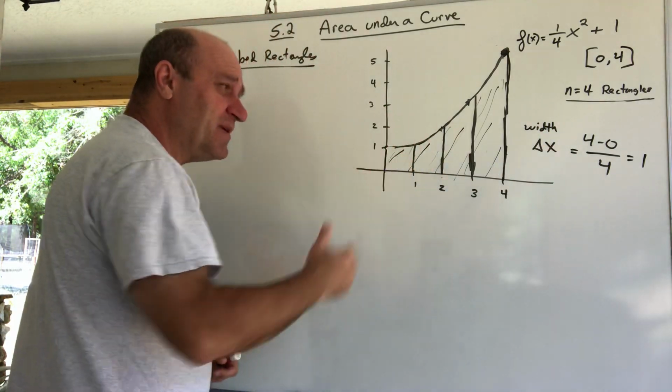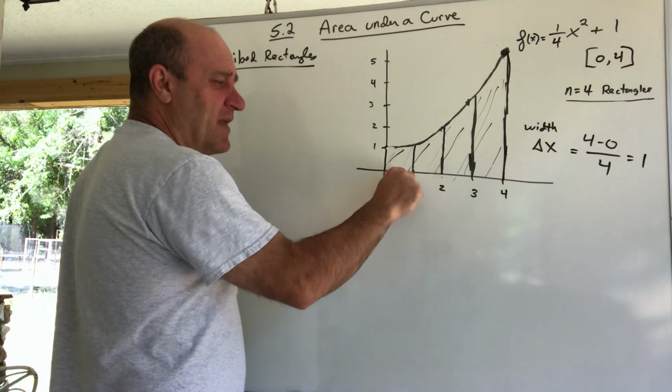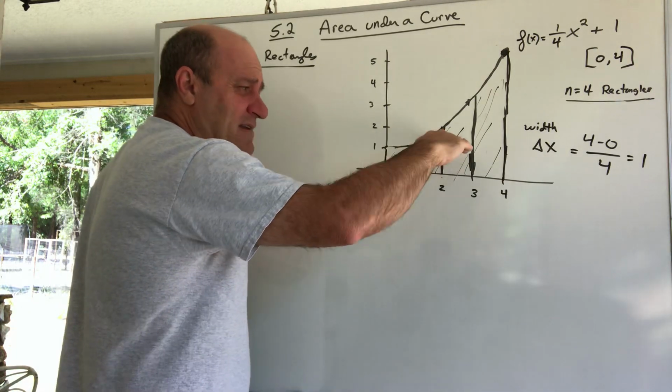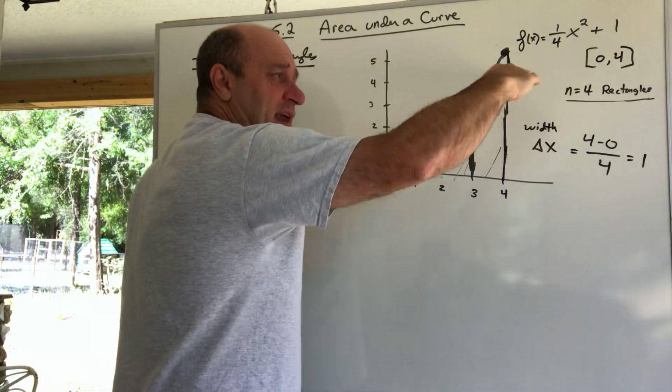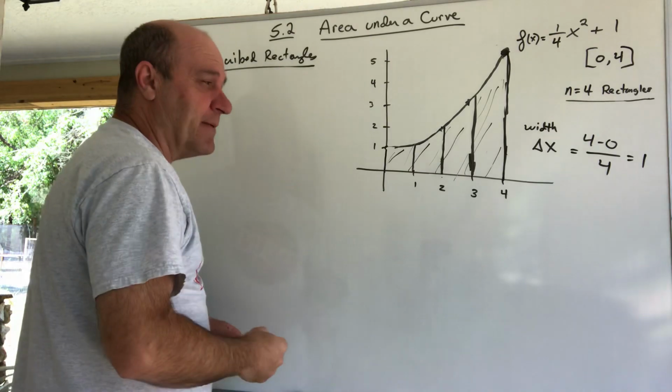And then you look at this picture and you might say, what do you mean? I don't see any rectangles. Well, the width is 1. The height, to make it a rectangle, I need to top it off with a straight line. I need to make a little height. So this is an estimate of the area.